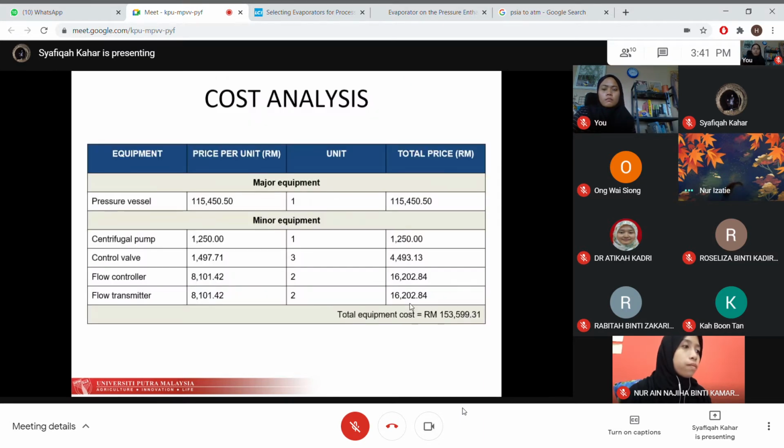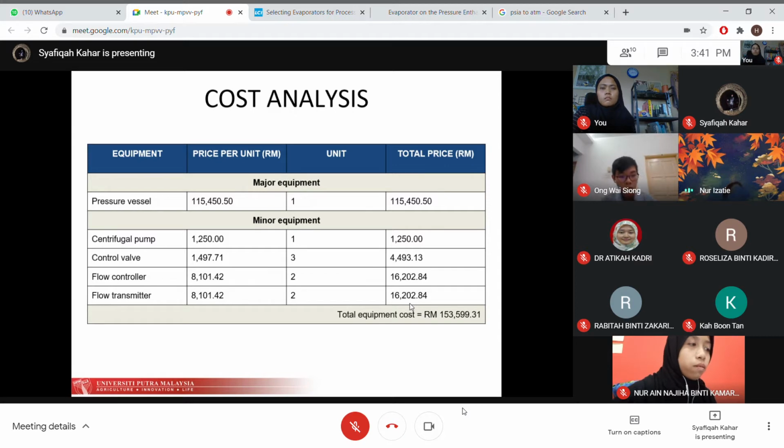Okay, next, for the cost analysis, the major equipment is the pressure vessel. The minor equipment are the centrifugal pump, control valve, flow controller, and flow transmitter. So the total equipment cost for the decolorization process is 153,599 ringgit and 31 cents.